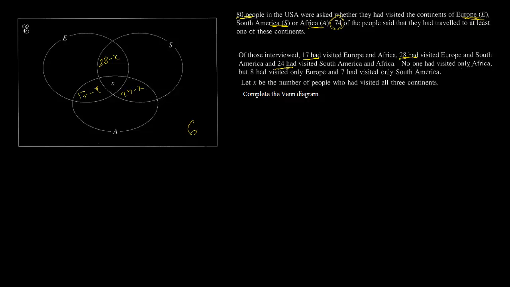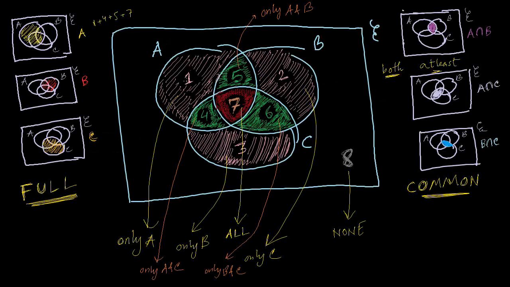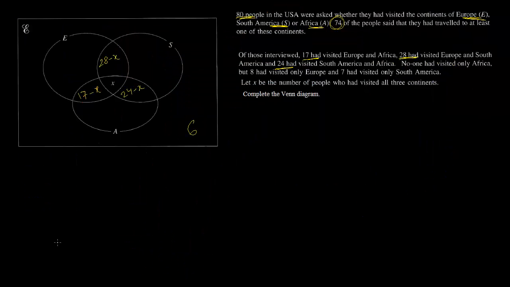Now no one had visited only Africa. The only regions here are region 1, region 2, region 3. These are the only A, only B, only C regions. So that means no one has visited only Africa, so this is 0. But 8 had visited only Europe, so only Europe is 8. And 7 had visited only South America, so this is 7. So we have covered all the 8 regions.